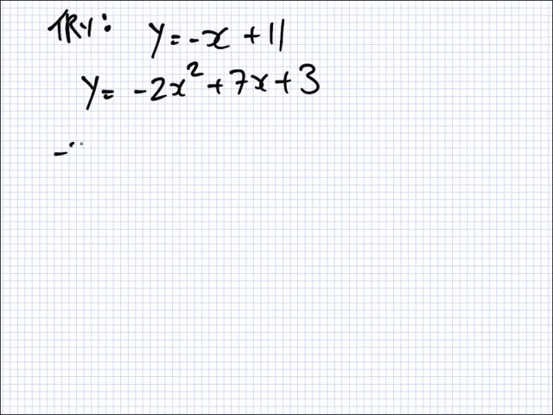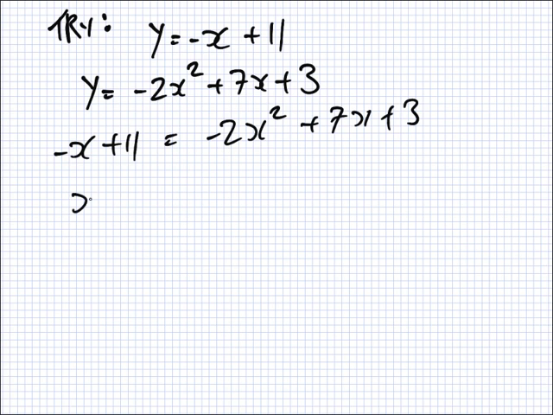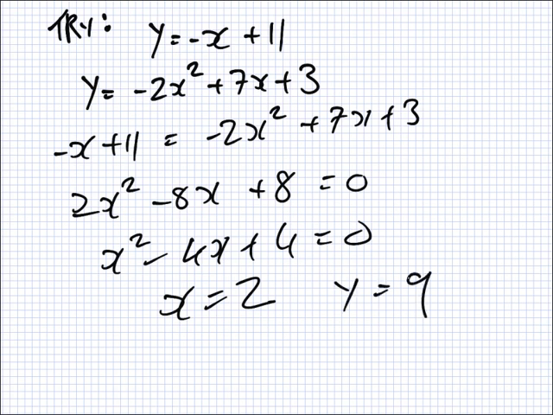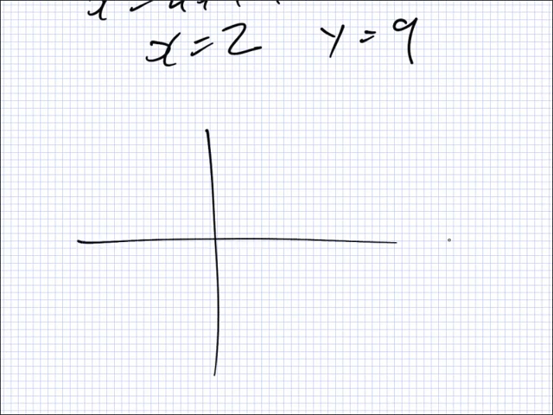So when you solve it, you get minus x plus 11 equals minus 2x squared plus 7x plus 3. So that is 2x squared minus 8x plus 8 equals 0, which is x squared minus 4x plus 4 equals 0 if you divide by 2. And you get only one answer, isn't it? X is 2, which makes y equal to 9. So when you sketch this, what's happening? At the point (2, 9), they both meet only once.